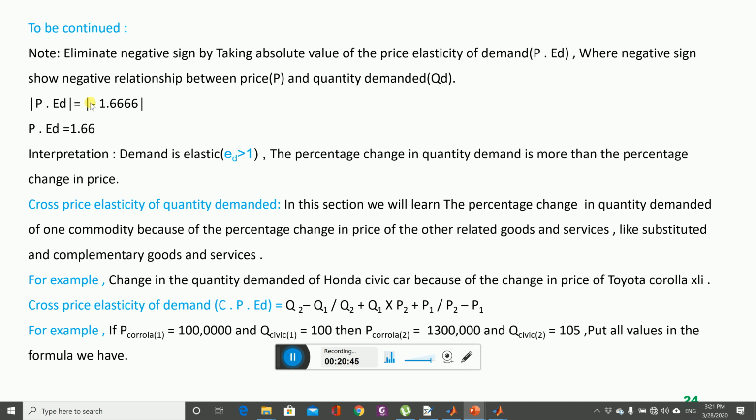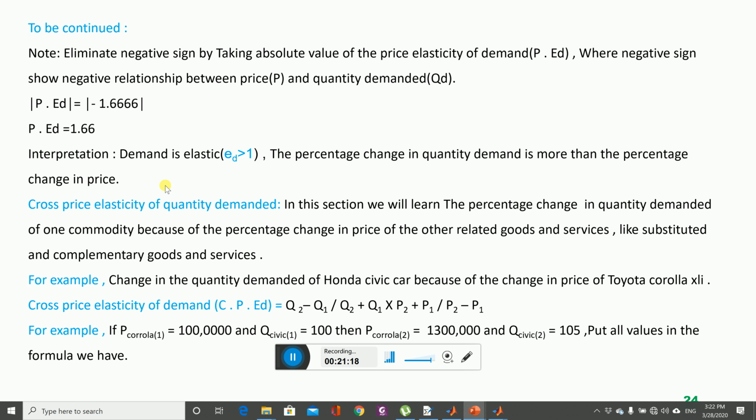PED is equal to 5 divided by minus 3, which gives us minus 1.666. When I put the absolute value symbol, the double vertical line, we change the negative to positive, and now the calculated elasticity is 1.66. This is greater than 1. When calculated elasticity is greater than 1, demand is elastic. The percentage change in quantity demanded is more than the percentage change in price.